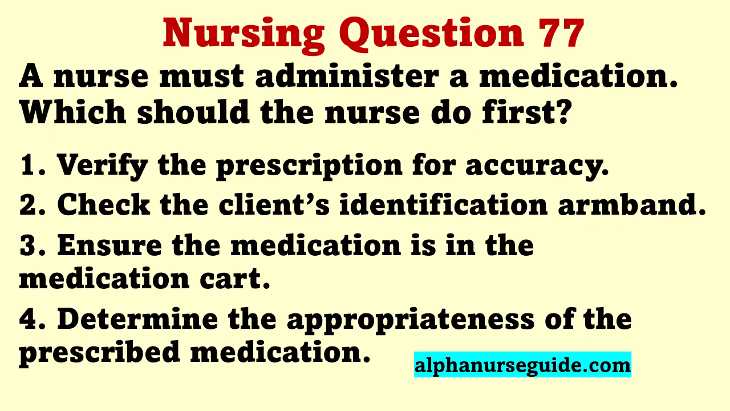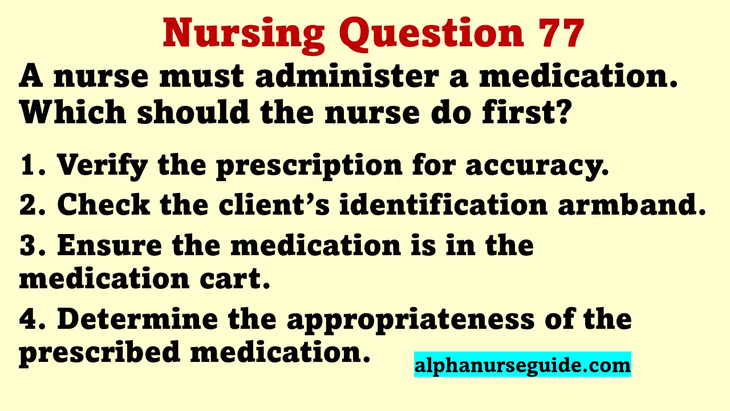The correct answer is 1. Verify the prescription for accuracy. The administration of medications is a dependent function of the nurse. The primary healthcare provider's prescription should be verified for accuracy. The prescription must include the name of the client, the name of the drug, the size of the dose, the route of administration, the number of times per day to be administered, and any related parameters.